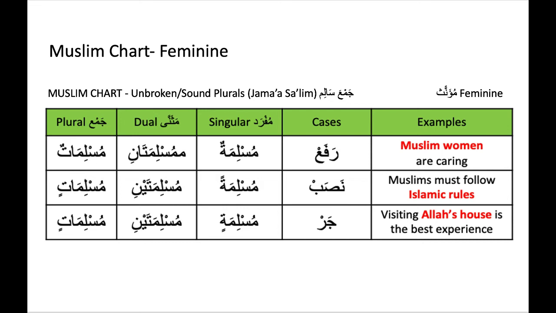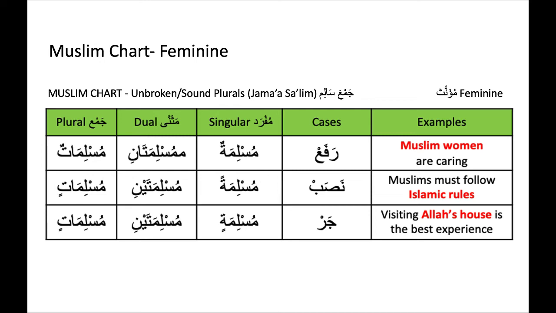In nasab state, singular, dual and plural would be muslimatan, muslimataini, muslimatin. And in jar, it is muslimatin, muslimataini, muslimatin. What must be noted here is that in nasab state and jar state, for dual and plural they're the same. Muslimataini, muslimatin.